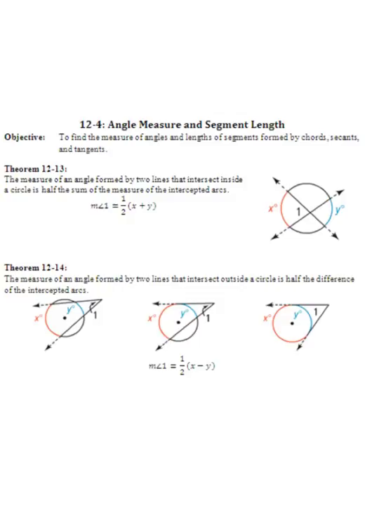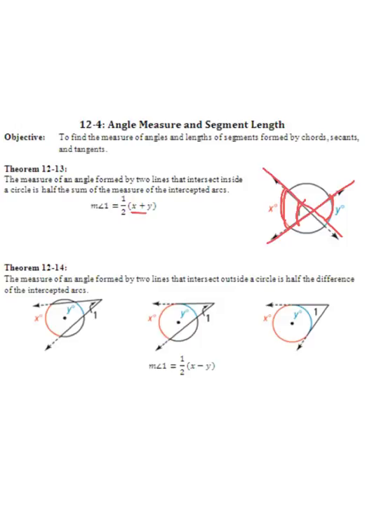Theorem 12.13: the measure of an angle formed by two lines that intersect inside the circle is half of the sum of the measure of the intercepted arcs. So to start out with, we've got our two lines that intersect here, and I'm looking for angle 1. So angle 1 is going to be half of the sum of x and y. So the intercepted arc for the angle and the opposite one. So if I add x and y together and take half of that, I'm going to get the measure of angle 1.